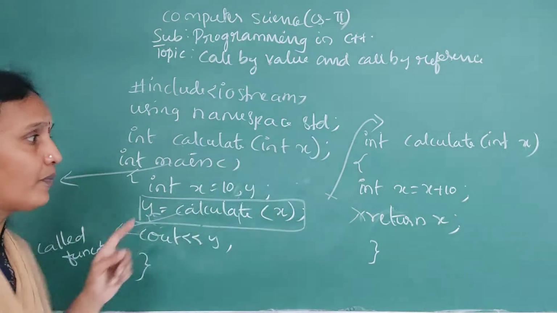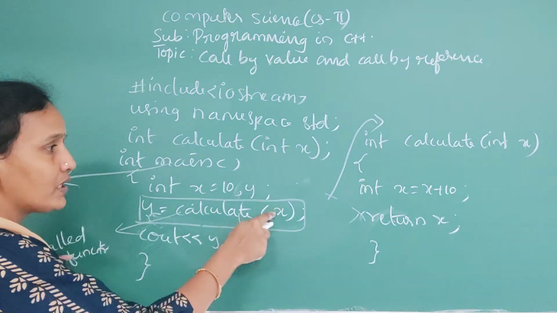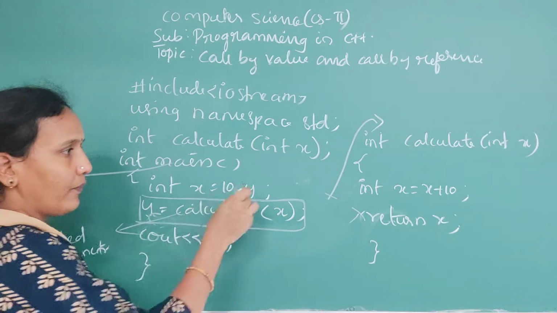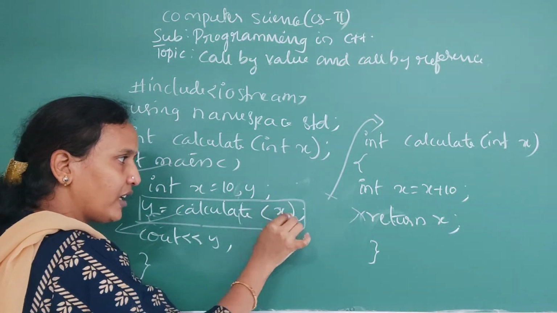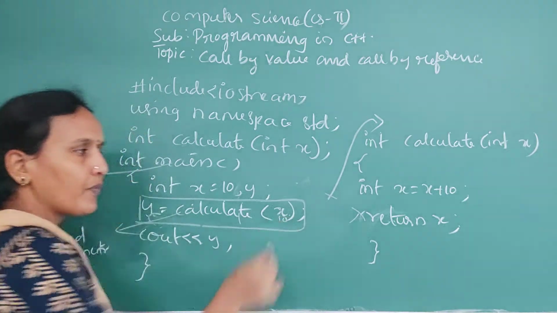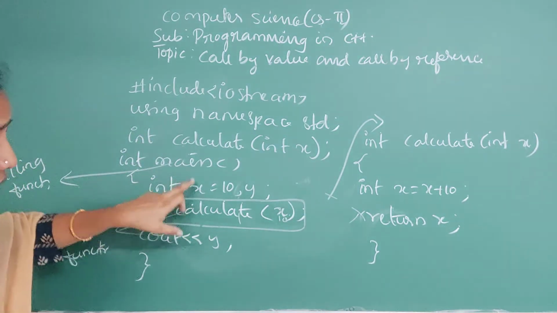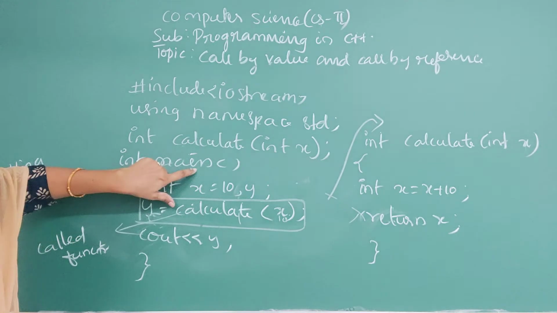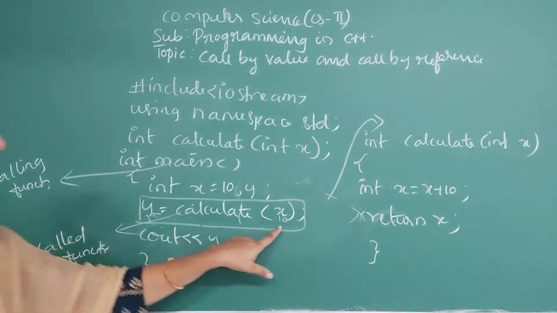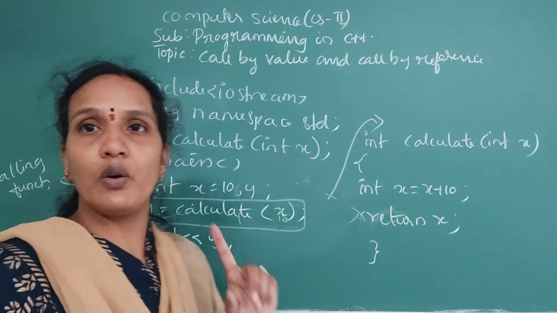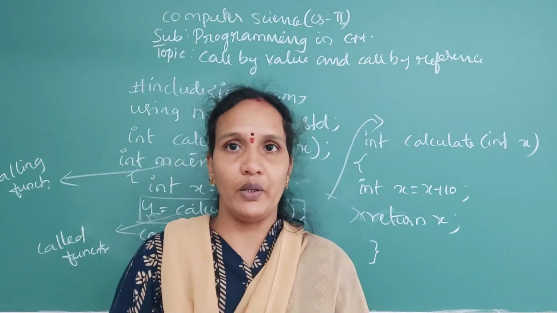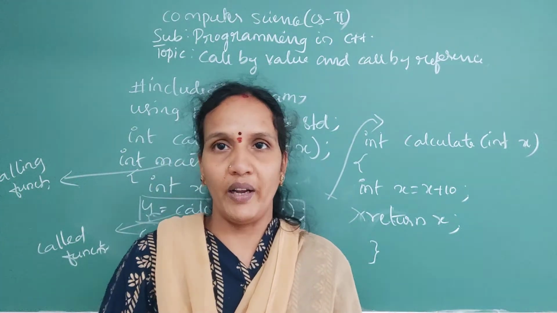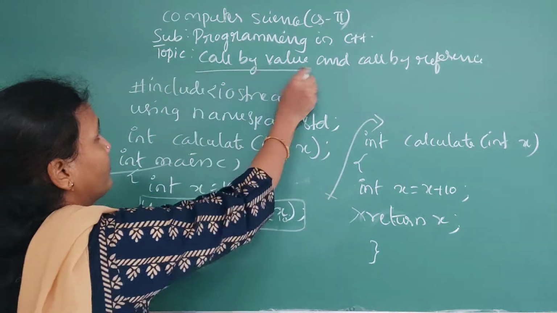So here the main function is calling the user-defined function. How is it calling? By passing the value here. See here, what is the x value? 10. So when x is here, it means 10 is there. The main function is calling the user-defined function by passing the value. When the main function calls a user-defined function by passing the value, that method is called call by value. This was the first one.